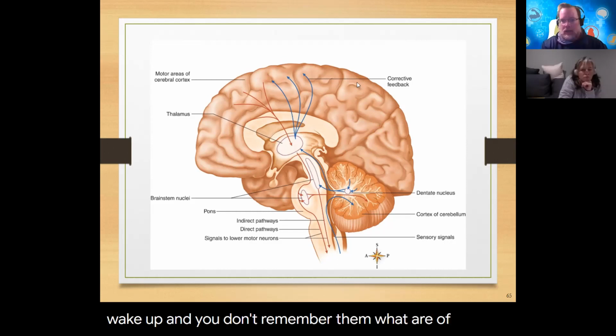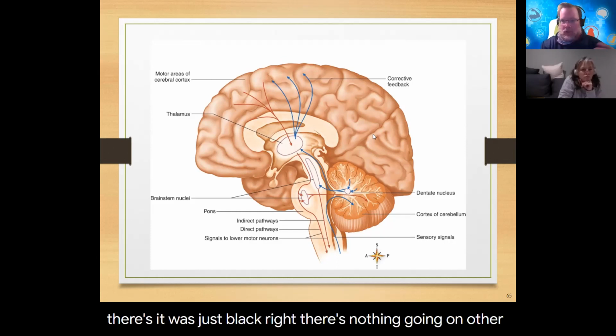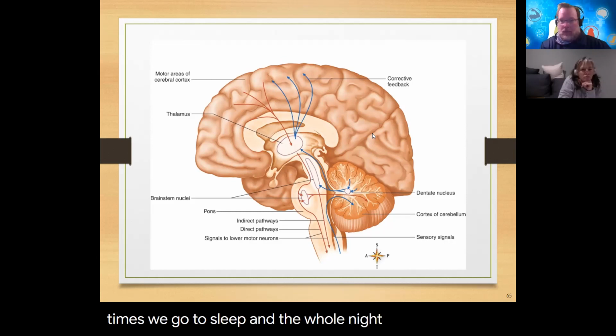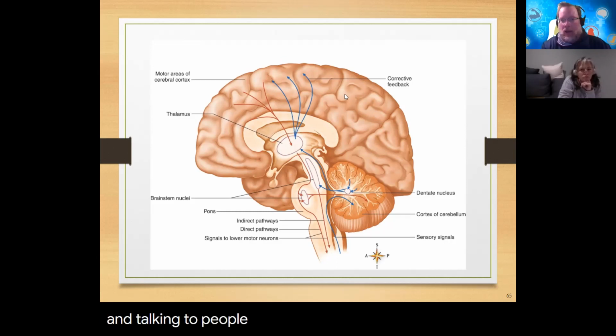What area of the brain? So somehow it is activated in the cerebrum, right? Sometimes we fall asleep and we wake up and it was just black, right? There's nothing going on. Other times we go to sleep and the whole night, it's like we're more busy while we sleep than we were during the day, traveling and talking to people and interacting and being busy. So that's still going to all be up in this area.